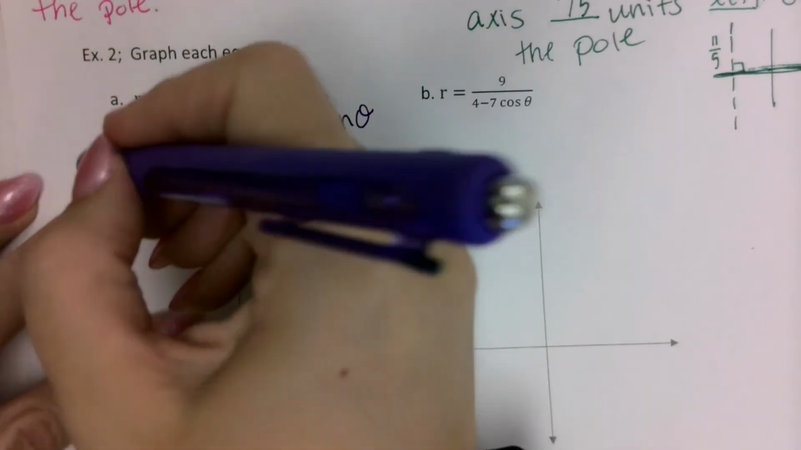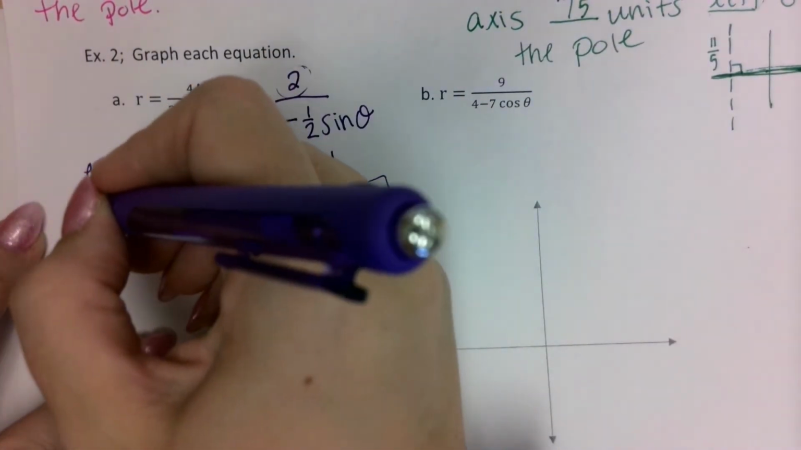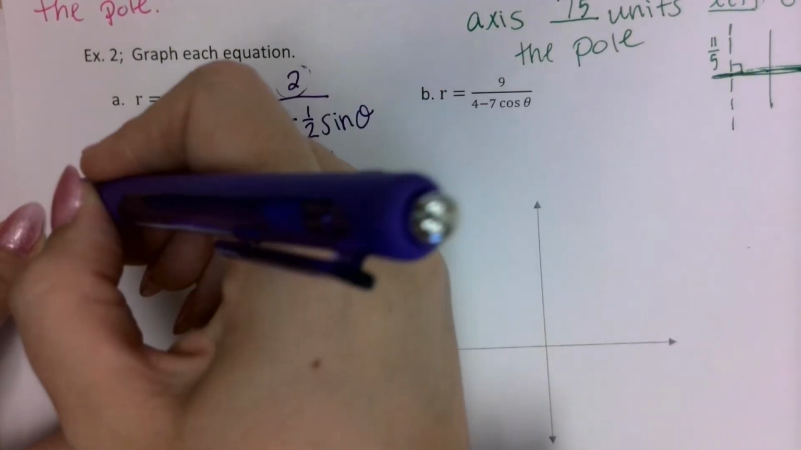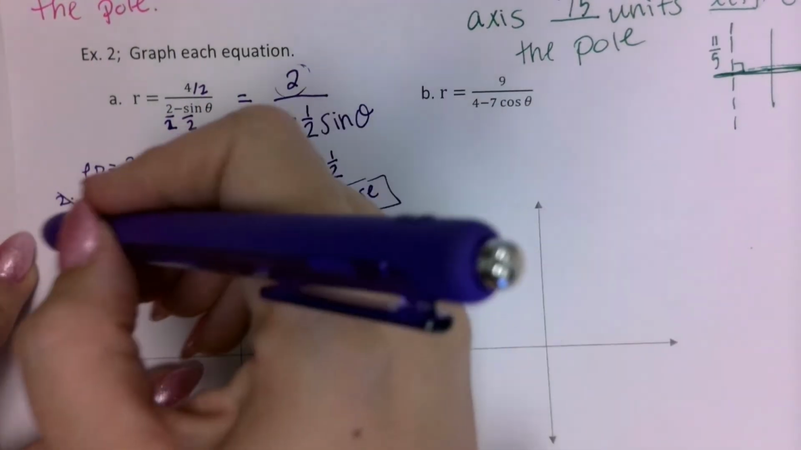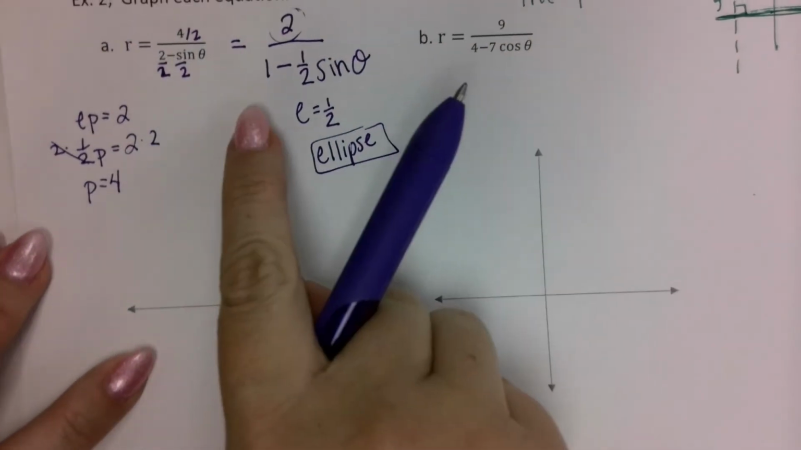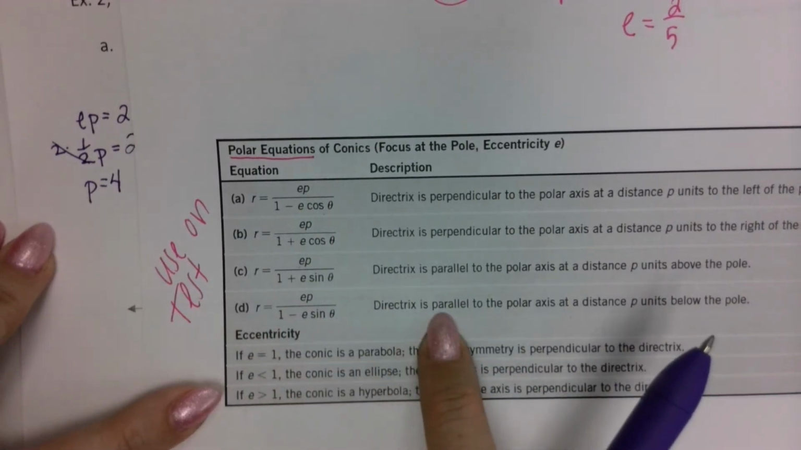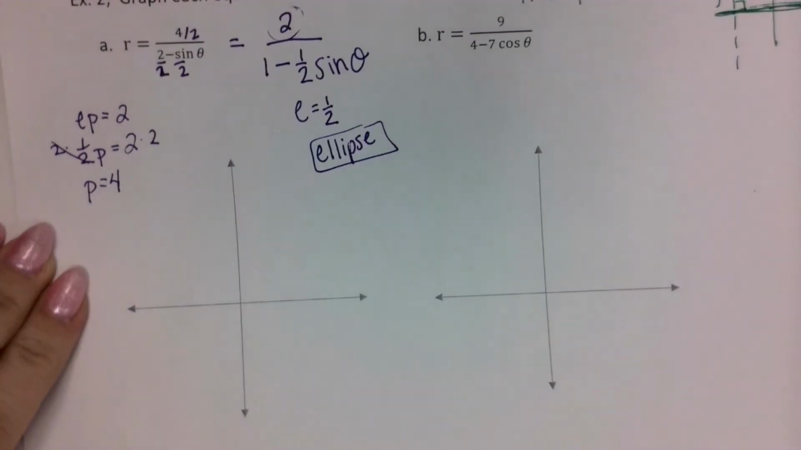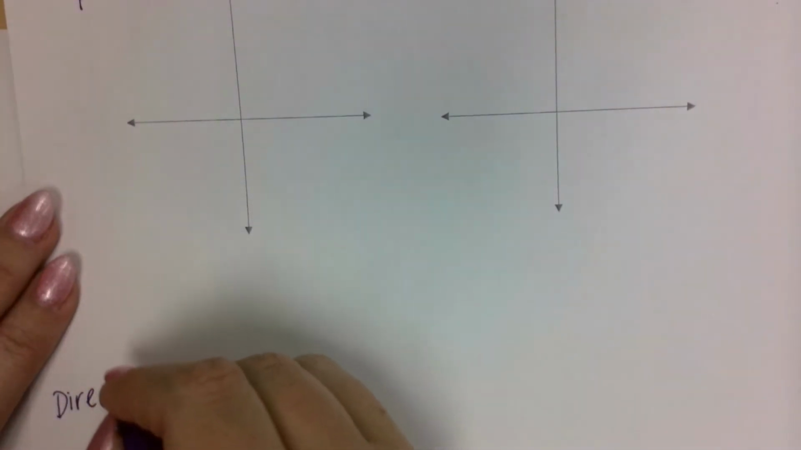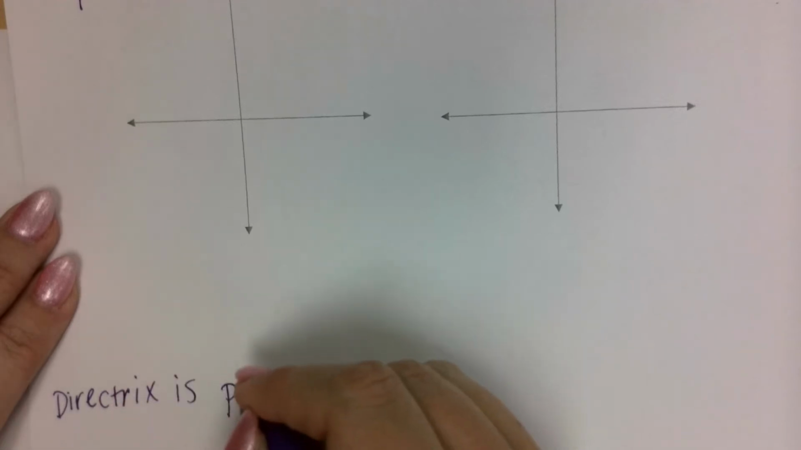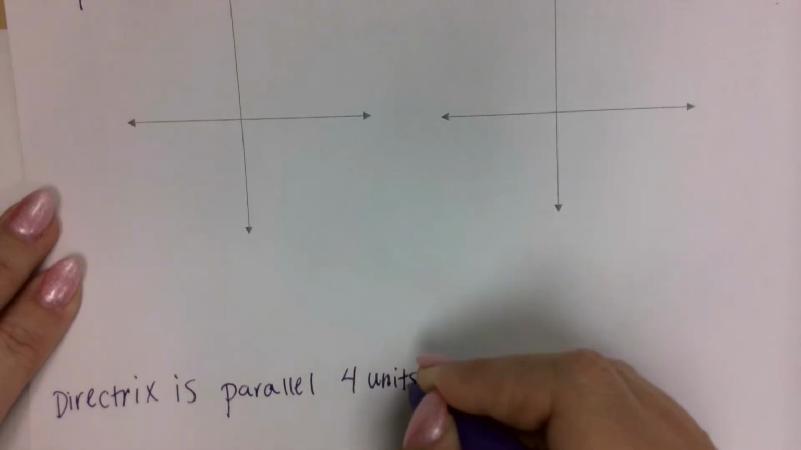Let's figure out what P is. So E times P is going to give me 2. I know E is 1/2. Multiply by 2 on each side, we get P is 4. So it's an ellipse where P is 4. This is a 1 minus sine, so 1 minus sine, a directrix is parallel, P units below. So the directrix is parallel, 4 units below.